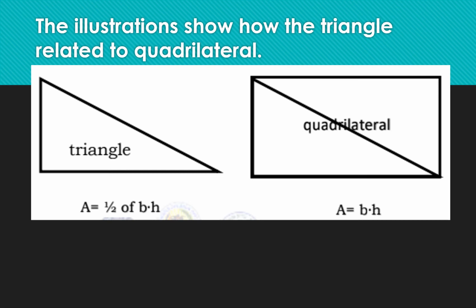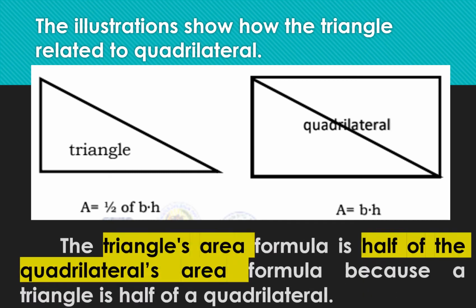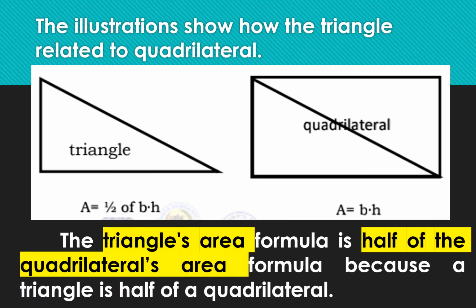And then one half of the base times the height of the quadrilateral is equal to the area of a triangle. Sooner or later, we will elaborate on this formula when we talk about area. So the triangle area formula is half of the quadrilateral area formula, because a triangle is half of a quadrilateral. Just remember, a triangle is half of a quadrilateral.